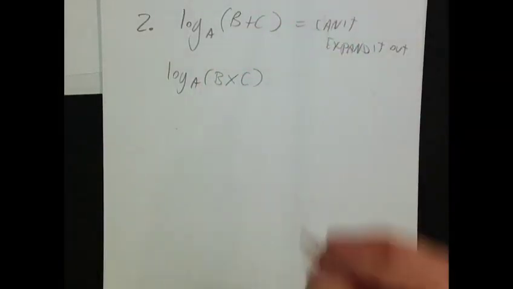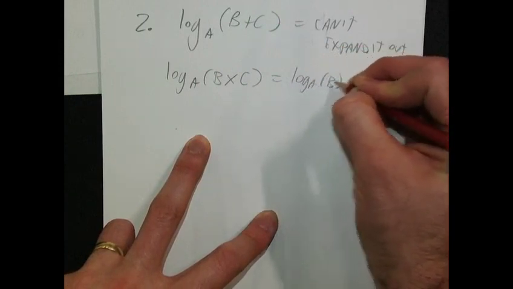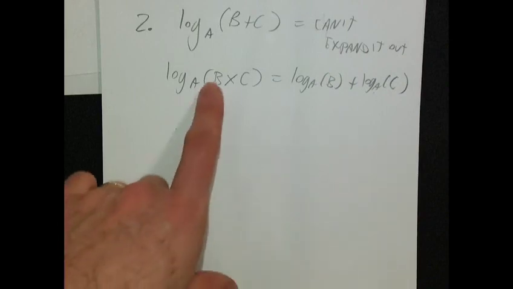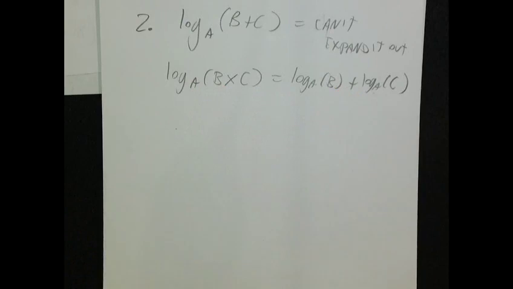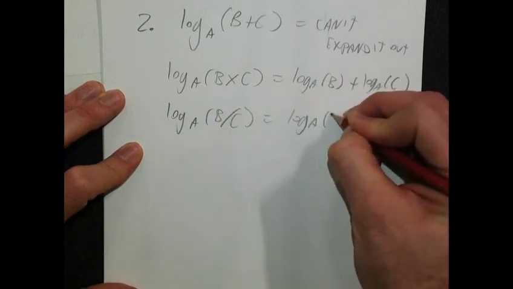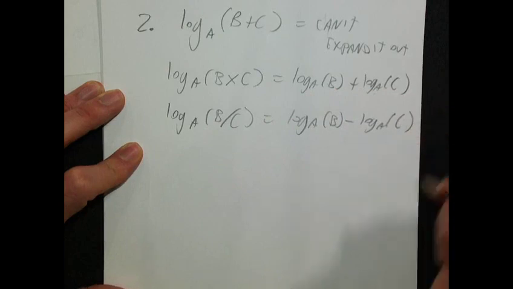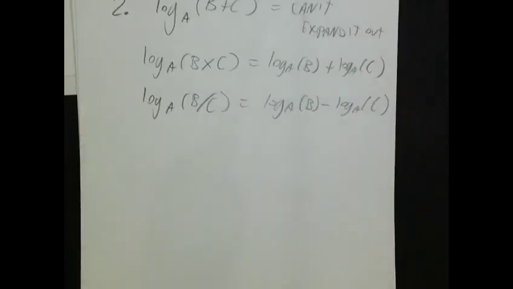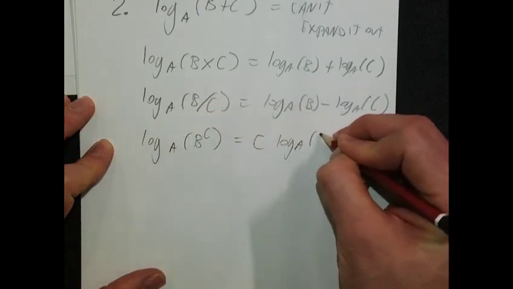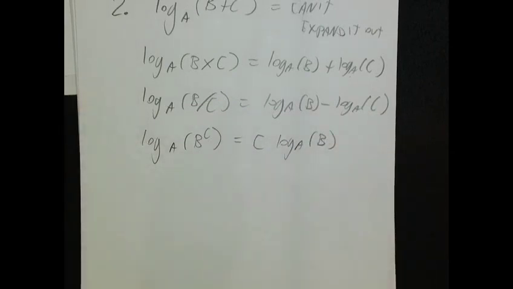B times C on the inside of a log will become plus on the outside. So times on the inside is plus on the outside. So this log A has transferred itself to both the B and the C and has arranged a plus between it. And divide on the inside will become subtract on the outside. And powers on the inside becomes multiplication on the outside. Like that. So they're the fundamental log laws.